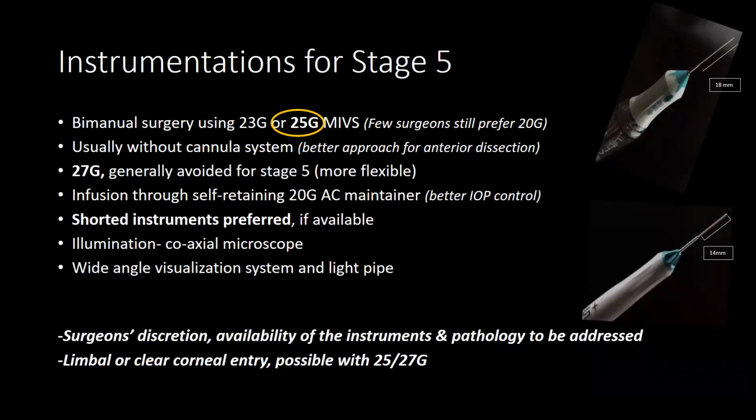So instruments, again, are at the discretion of the surgeon and also depend on availability of the instrument. Most of us now use 25 gauge most commonly. Though 27 gauge can be used, we still have limitations of instruments, the scissors and all those things. You don't have a curved scissor there. And also 27 gauge is still very flexible, particularly when you dissect anteriorly, and sometimes it is difficult to handle those areas. Short instruments are obviously available now, as you see here, an 18 millimeter cutter and a 14 millimeter light pipe. They are definitely useful, and you use microscope illumination, most of the time coaxial illumination, which is useful in these eyes.